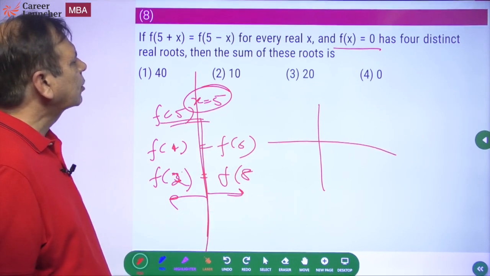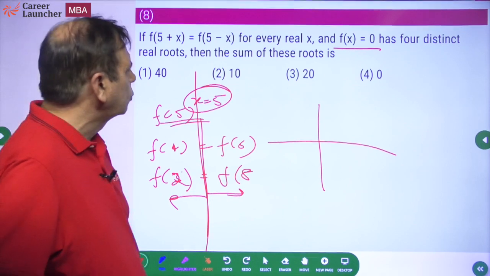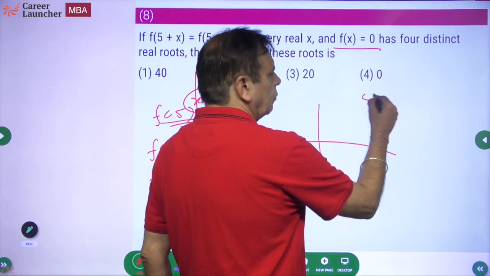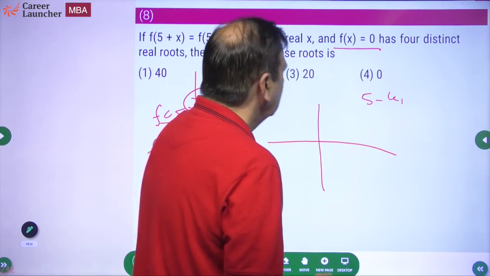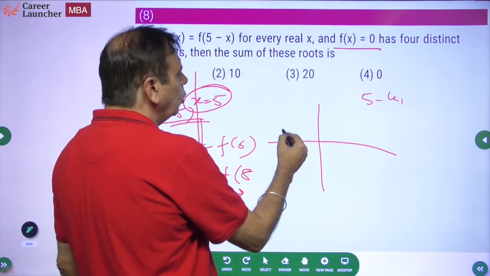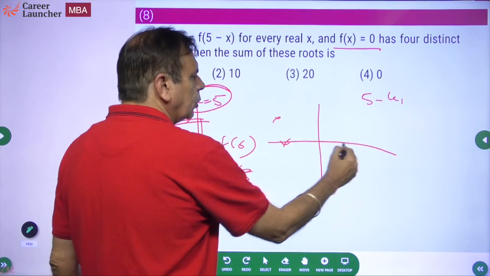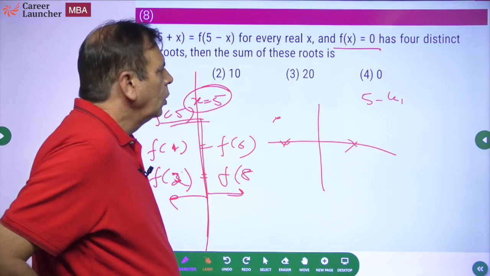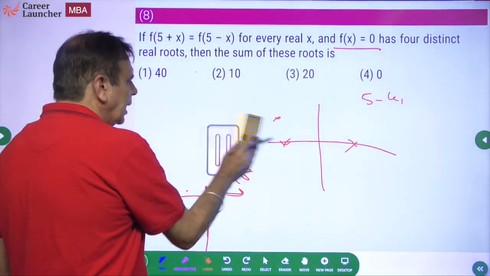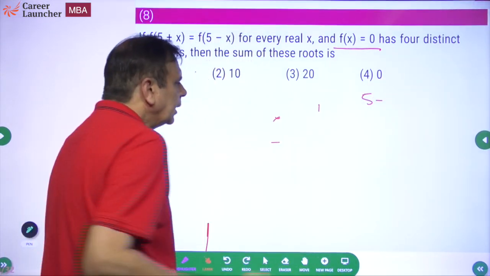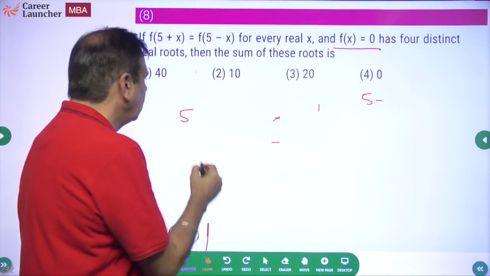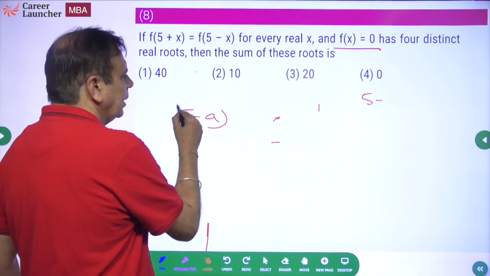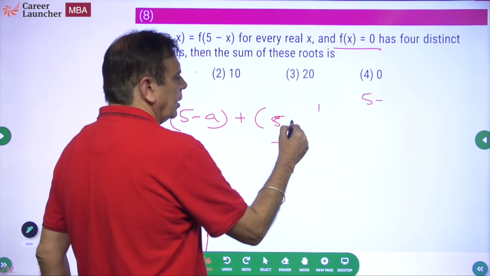Okay. Then what is the sum of roots going to be? How many roots are there? 4 roots. Each root will be 5 minus k1, 5 minus k. So there are 2 roots. If you have one root here, you'll have one root here. So it is going to be 5 minus a into 4. So when you're looking at this question, the critical thing to understand is that the roots will be equidistant from 5. If one root is 5 minus a, the other root will be 5 plus a.